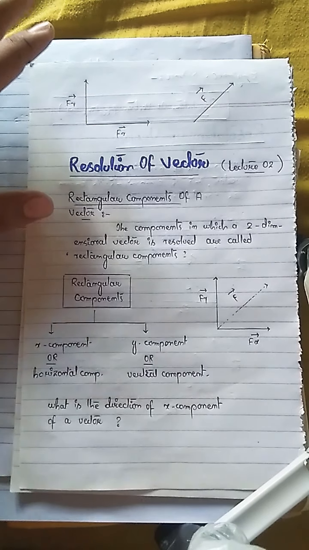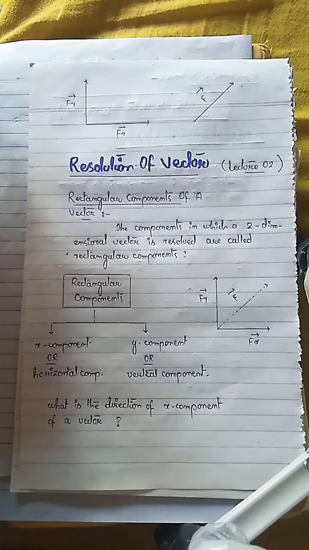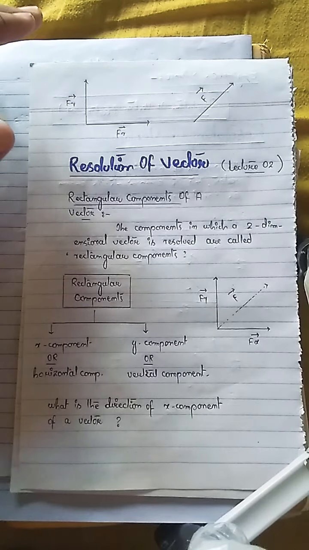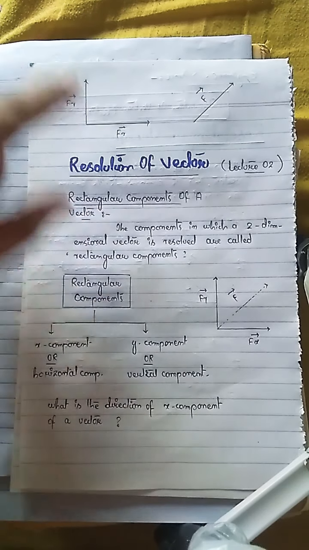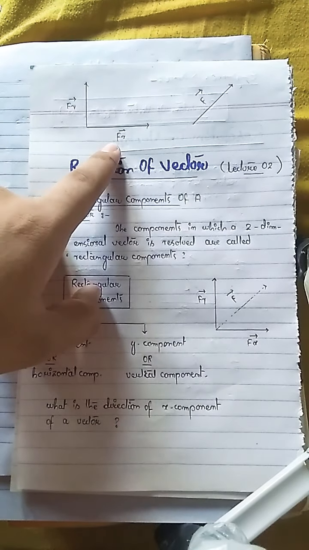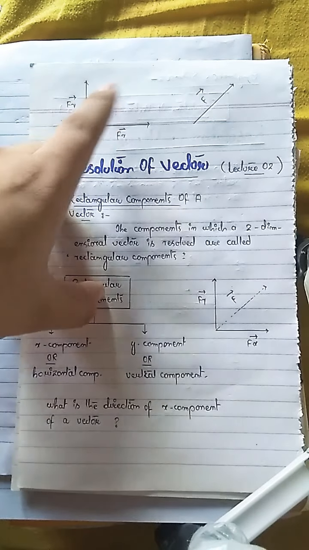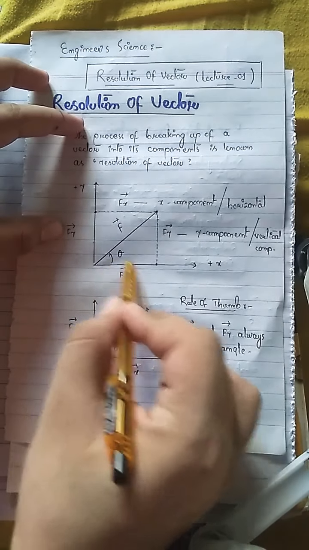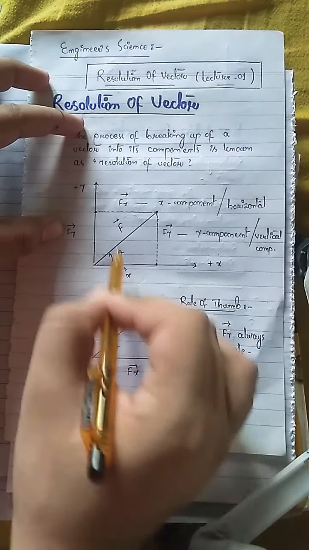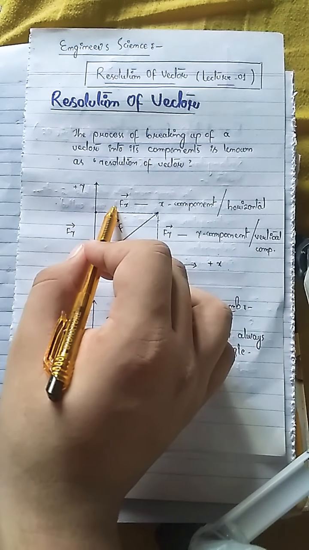Since we know a two-dimensional vector can be resolved in the x direction as well as in the y direction, the component which is along the x-axis, or parallel to the x-axis, is known as the x component of the vector.